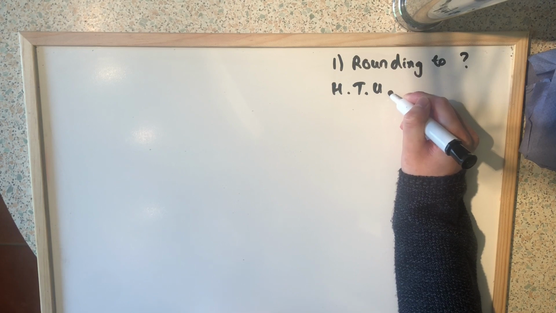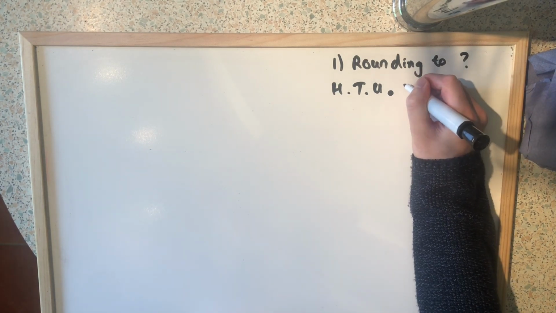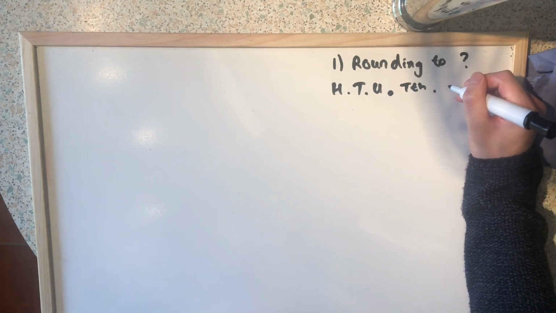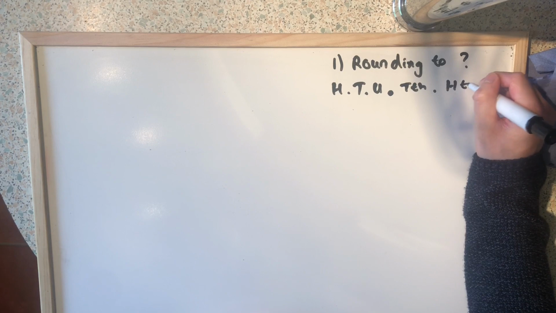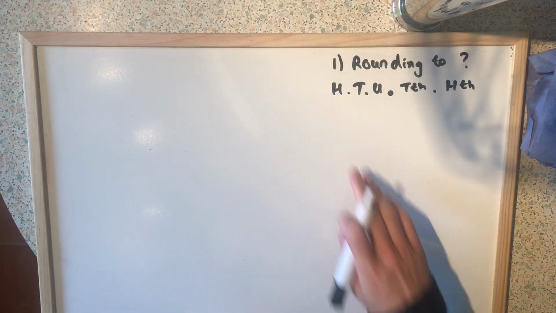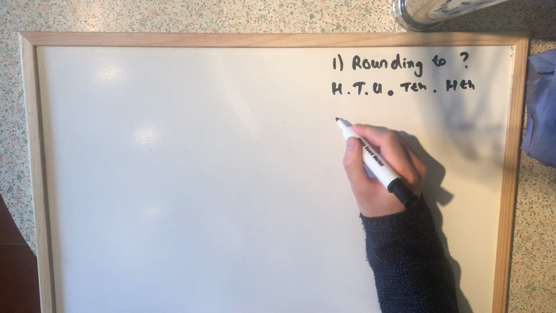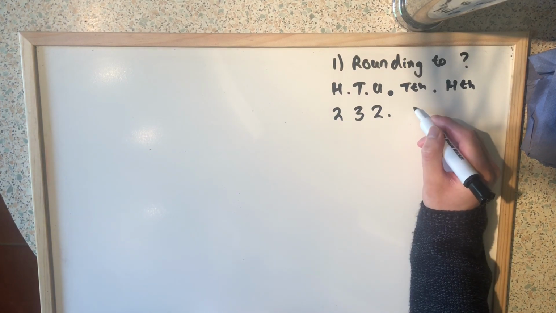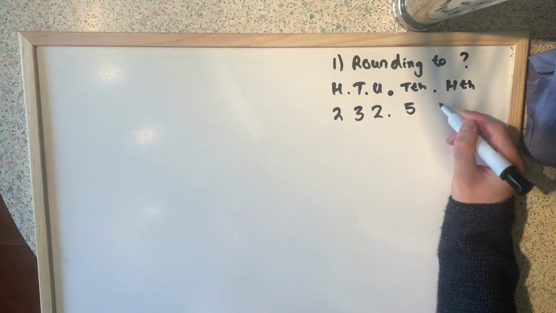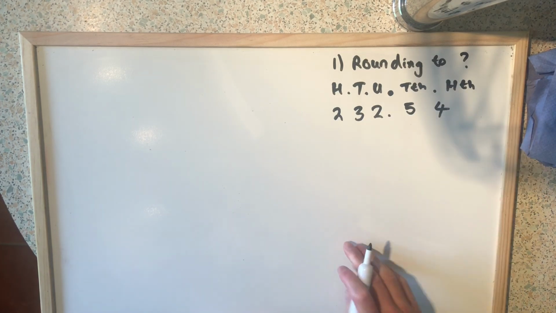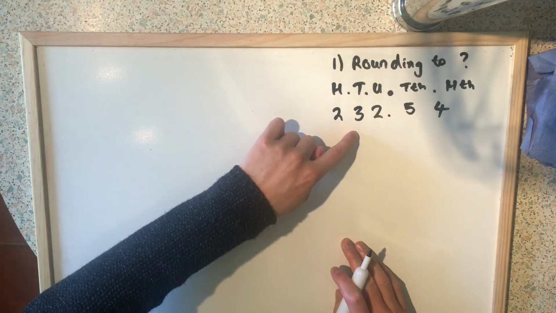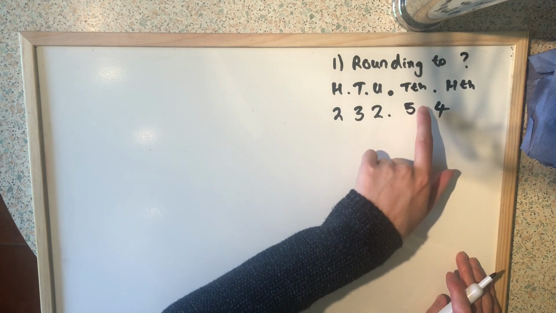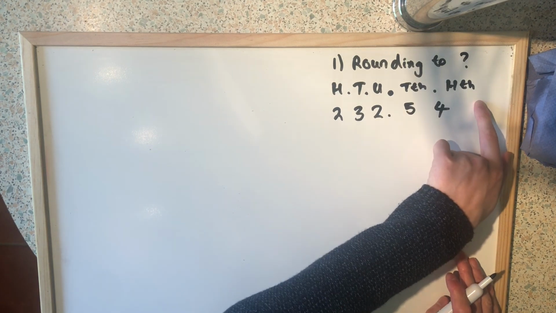Then we've got a decimal place. Then we've got tenths, so I'll call that tenths. And we've got hundredths. And these are basically, so if you have something like 232.54, then you've got two hundreds, three tens, two units, so two whole numbers, 5 tenths, and 4 hundredths.